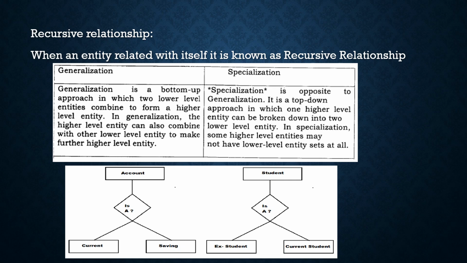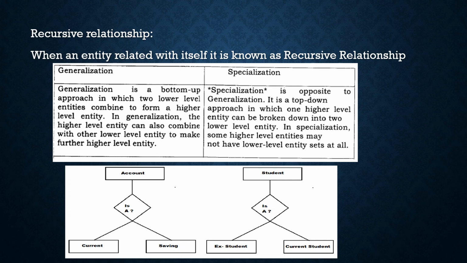So last year you studied about recursive functions. In the first year syllabus, recursive function is there. Recursive function means a function is connected to the same function again and again, directly or indirectly. It is called a recursive function. See, recursive is a term that indicates something related to itself. That means when an entity is related with itself, it is known as recursive relationship. So recursive relationship is also very important.